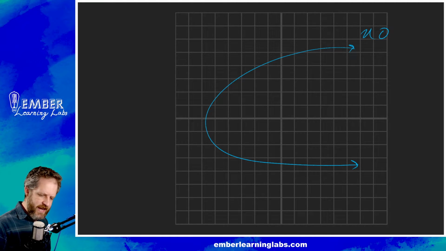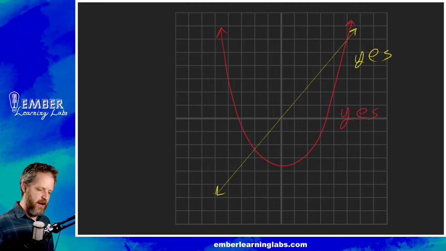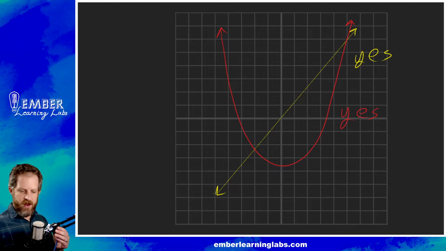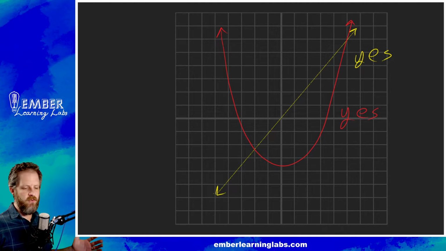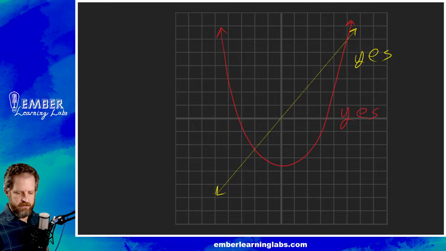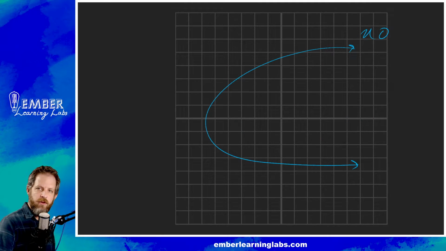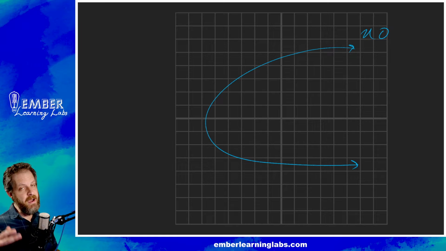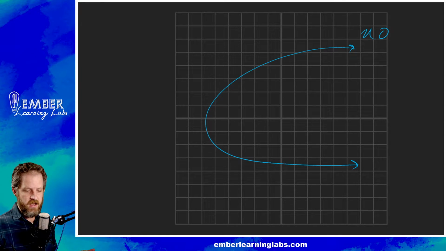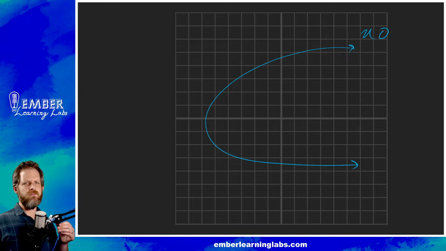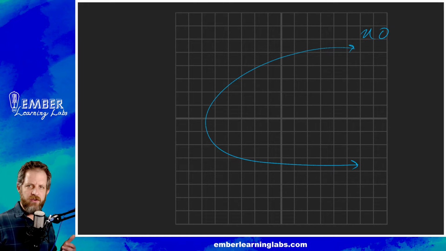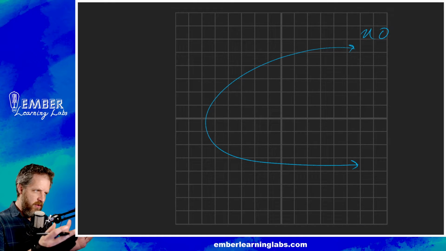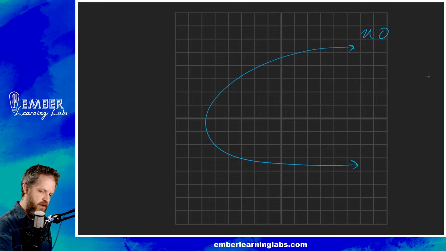So how do we test these? So let me bring these other 2 back up here. So the red one, why is it a function? And why is the yellow one a function but not the blue one? So again, it's the same idea. X can't repeat. So the test we use for graphs is what's called the vertical line test.